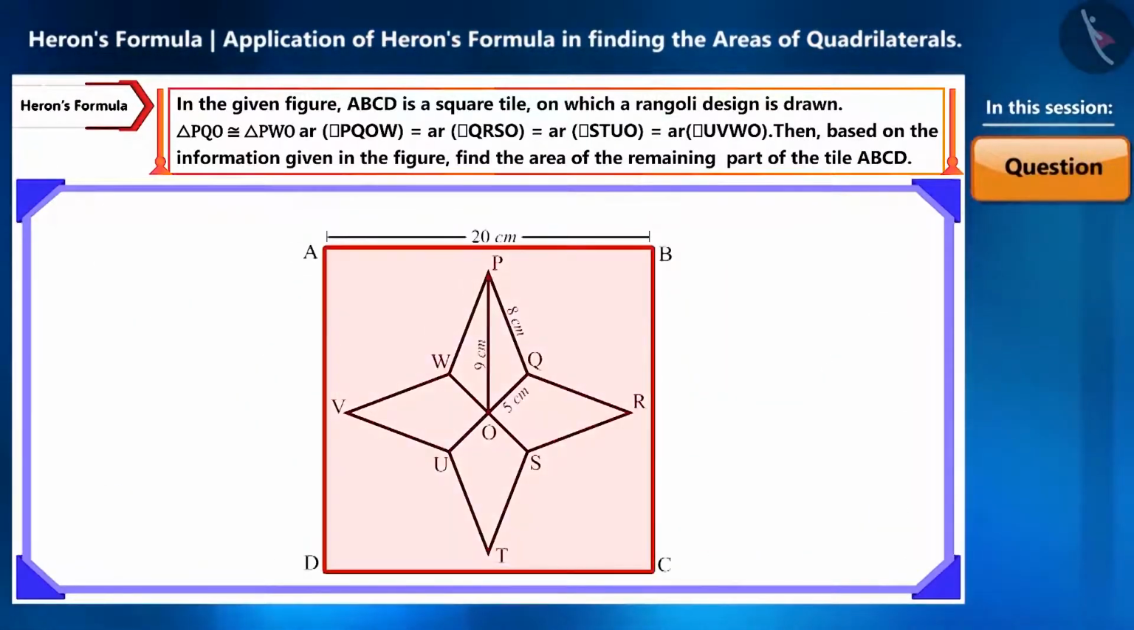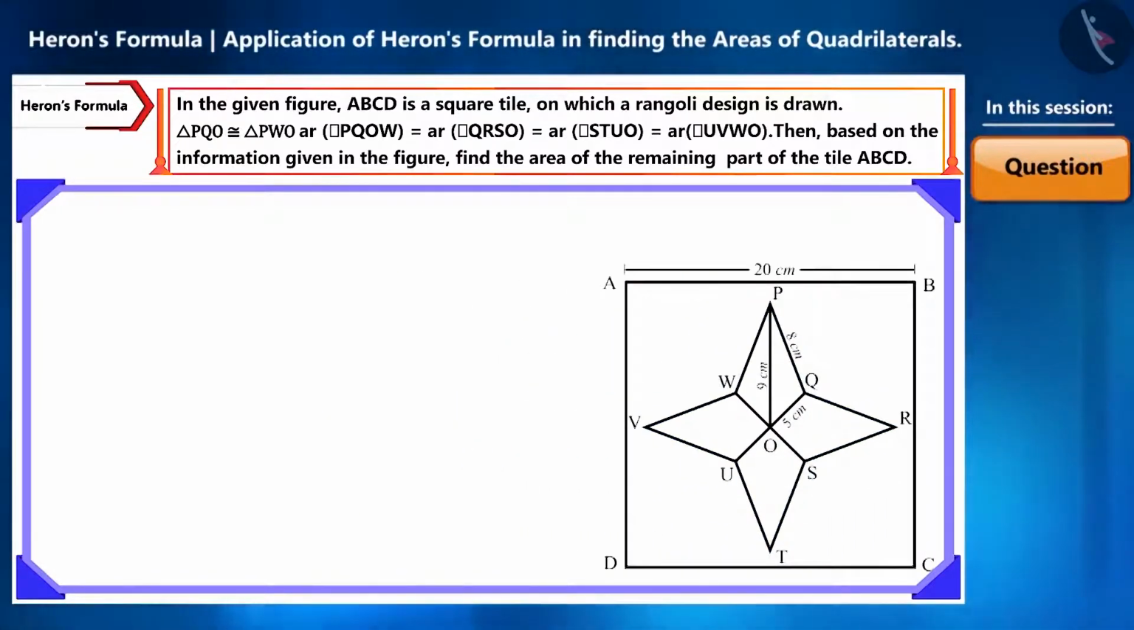In the given figure, ABCD is a square tile on which a rangoli design is created, in which triangle PQO and triangle PWO are congruent, and the areas of these four quadrilaterals are equal. Now, based on the information given in the figure, find the area of the remaining part of the tile ABCD.